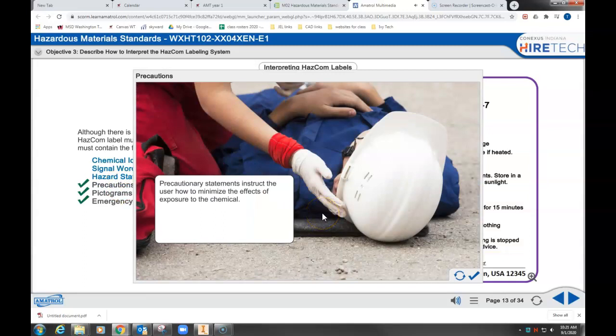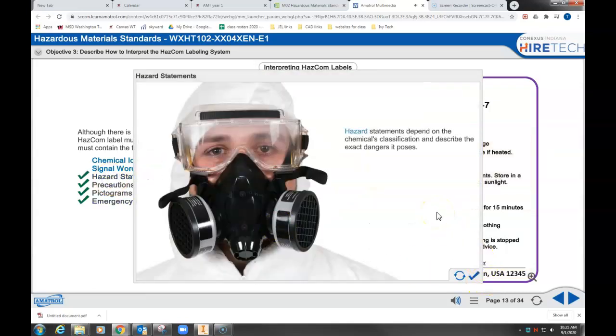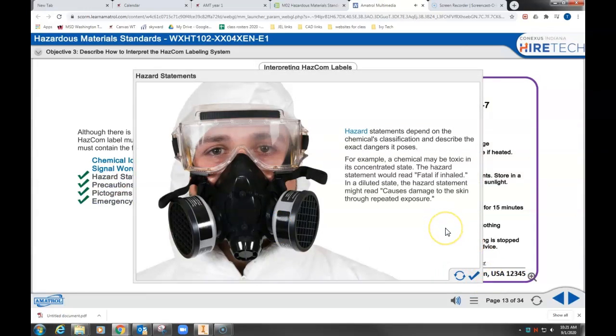Precautionary statements instruct the user how to minimize the effects of exposure to the chemical. There are 4 types of precautions: prevention measures, first aid instructions, storage measures, and disposal requirements. Hazard statements depend on the chemical's classification and describe the exact dangers it poses. For example, a chemical may be toxic in its concentrated state. The hazard statement would read, fatal if inhaled. In a diluted state, the hazard statement might read, causes damage to the skin through repeated exposure.